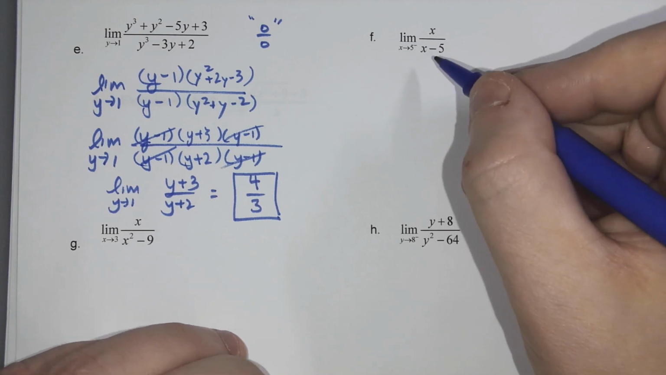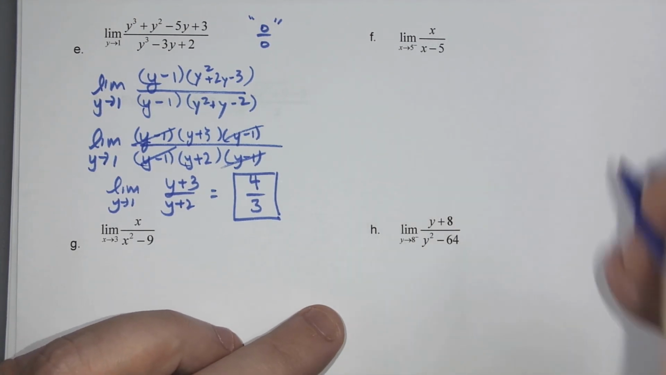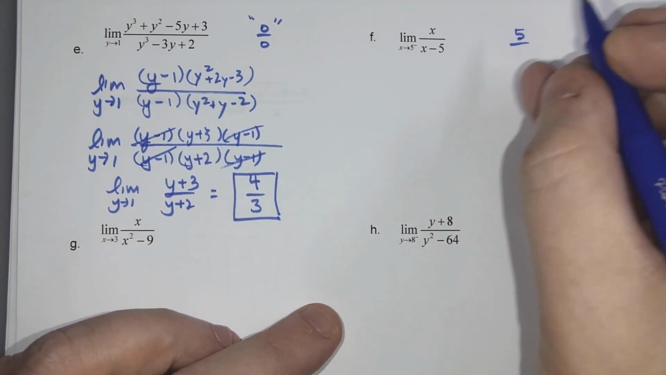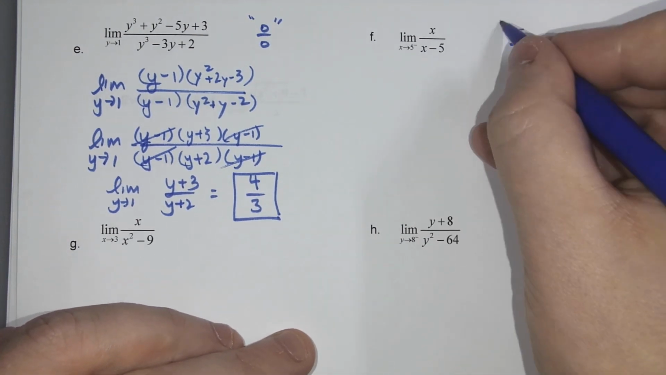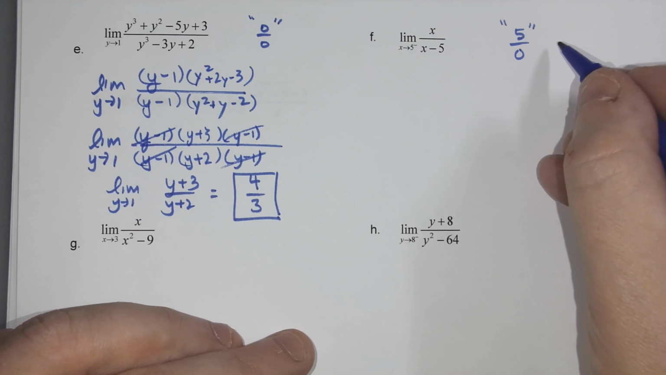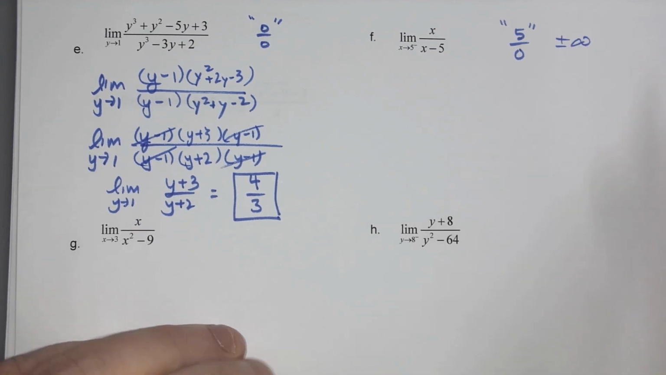Okay, next one. Limit as x approaches 5 from the left of this expression. So if I were to just plug in 5, in the numerator I'd get 5, and in the denominator I would get 0. This is undefined, and this is undefined in the way that it's an asymptote, so it's either plus or minus infinity. And we have to go discover which one of those it is.